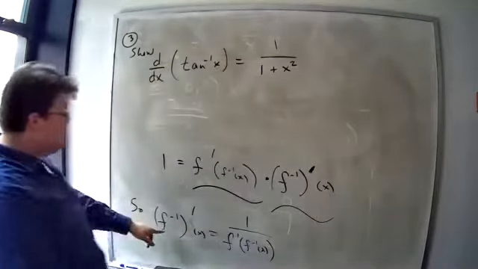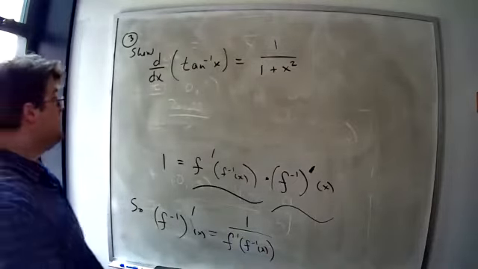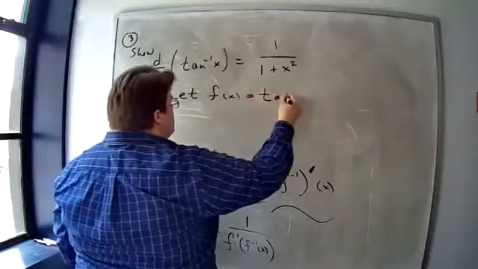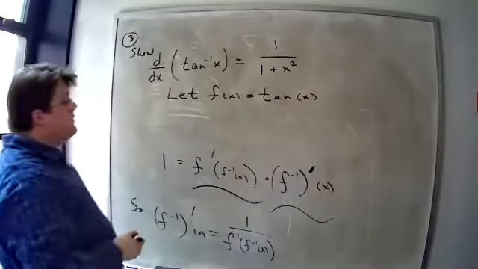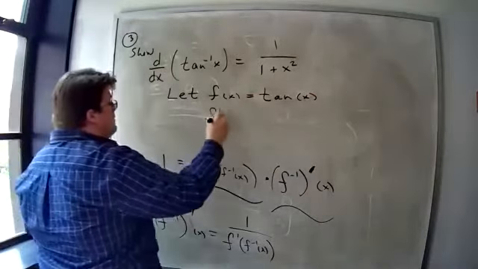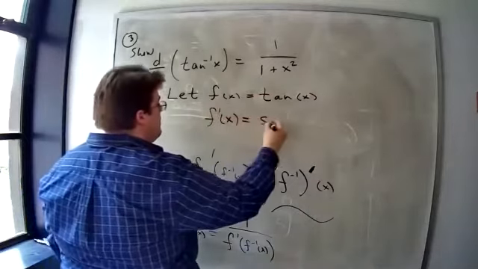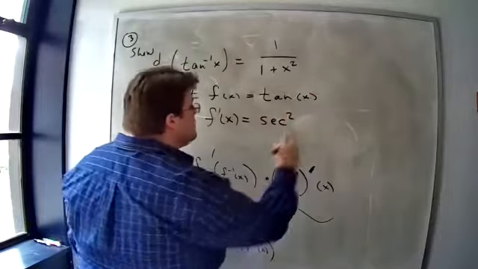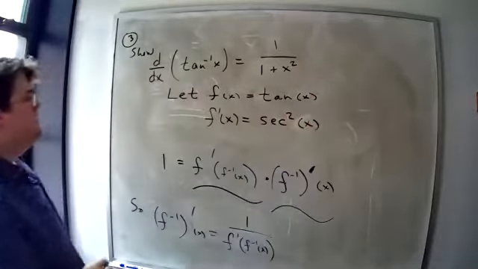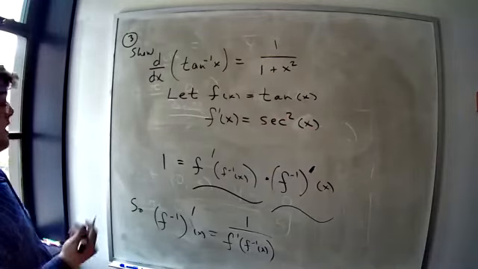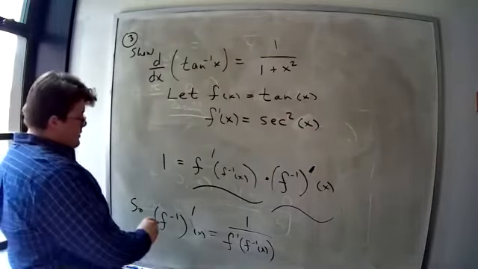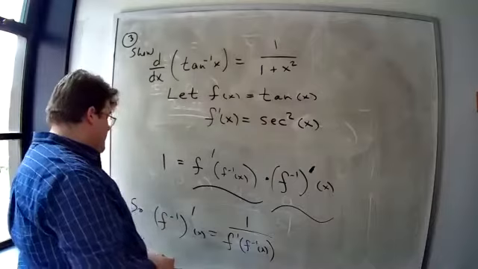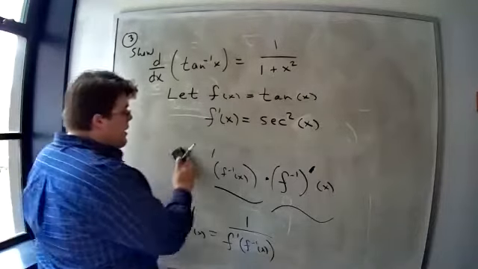But we want this formula with f equal to tangent of x. So here we'll let f of x be tangent of x. Well, we need the derivative, f prime, secant squared of x. Maybe I should use parentheses since I use parentheses. So if f of x is tangent, f prime is secant squared, well then f inverse prime is going to be the derivative of the inverse of tangent.